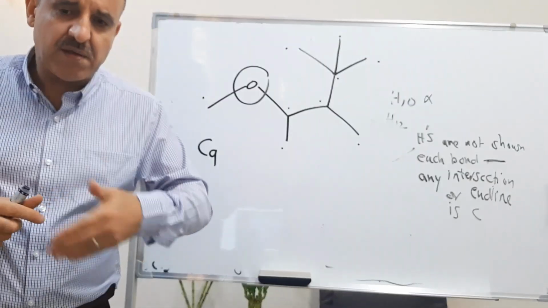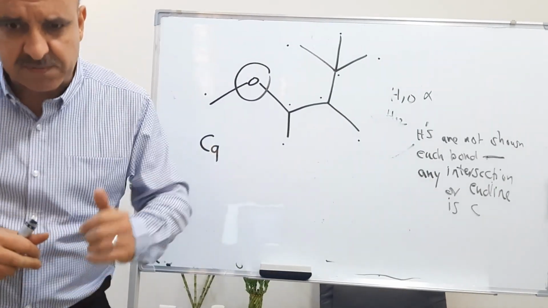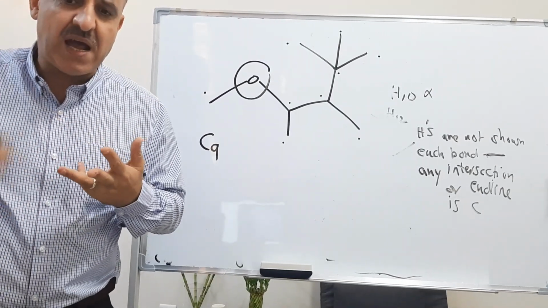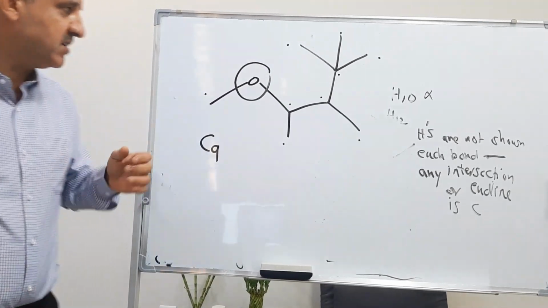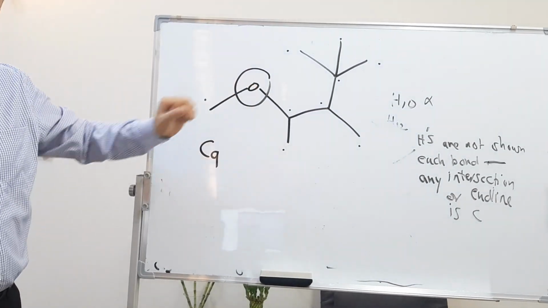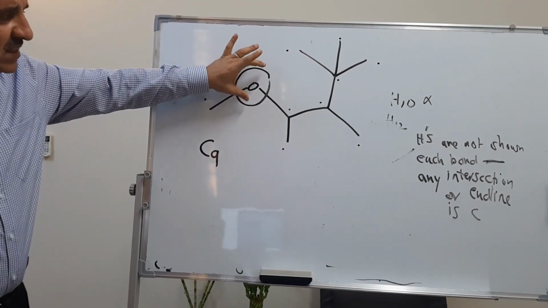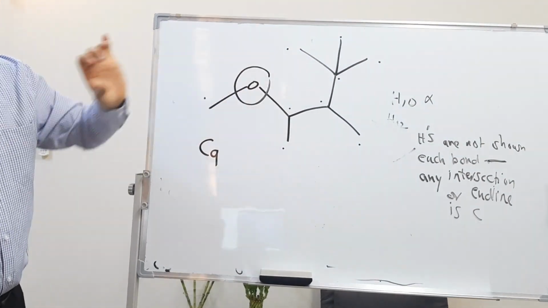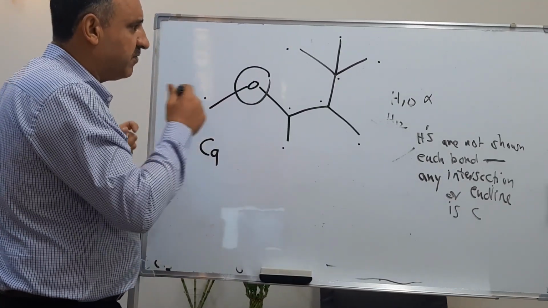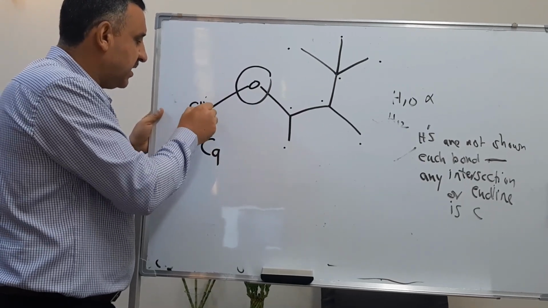So the rule here, just to add or modify what we have said before, any intersection is carbon unless another atom is present there, for example oxygen, nitrogen, sulfur, anything. Do you follow me? If that's the case, this is not carbon, it's just that atom which represents the intersection. So we have C9.